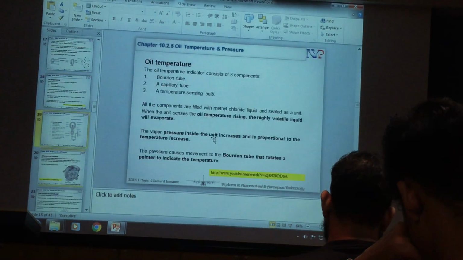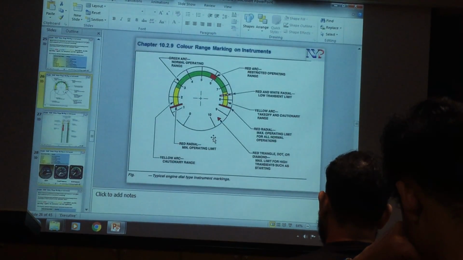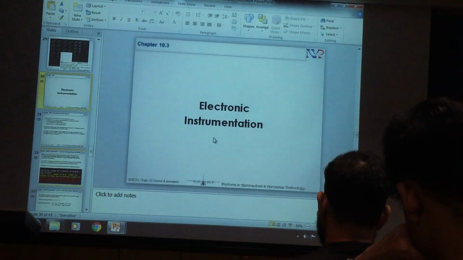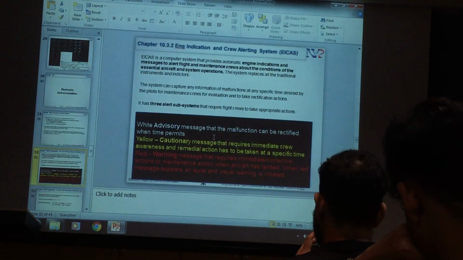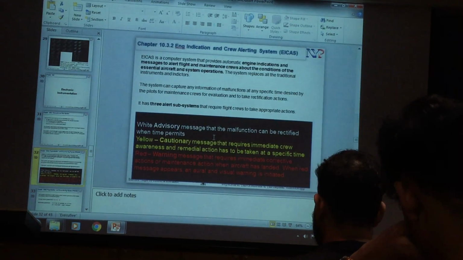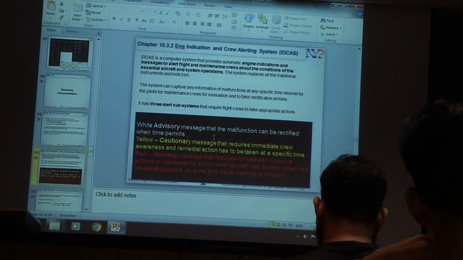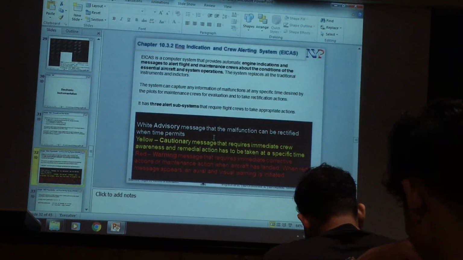Show us the exam solution. This instrument, how many colors are there? Oh, 3. What's the white color for? White for advisory, just to tell you. So let the engineer do the job.